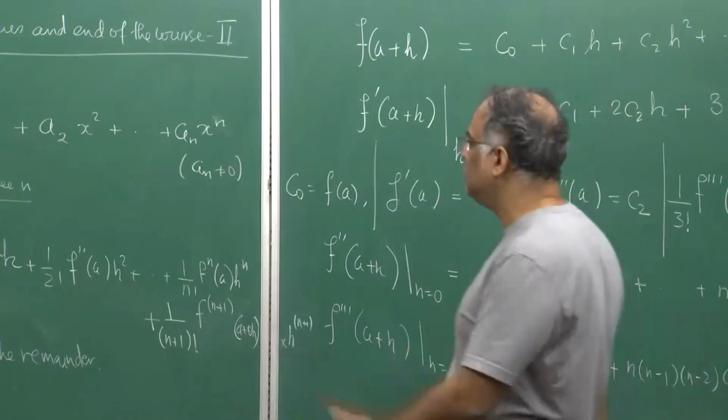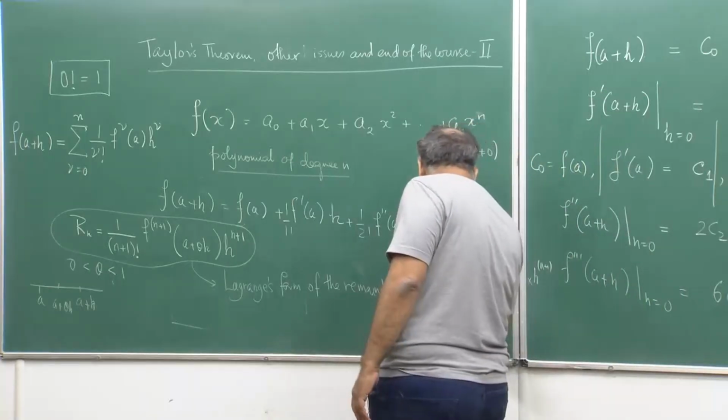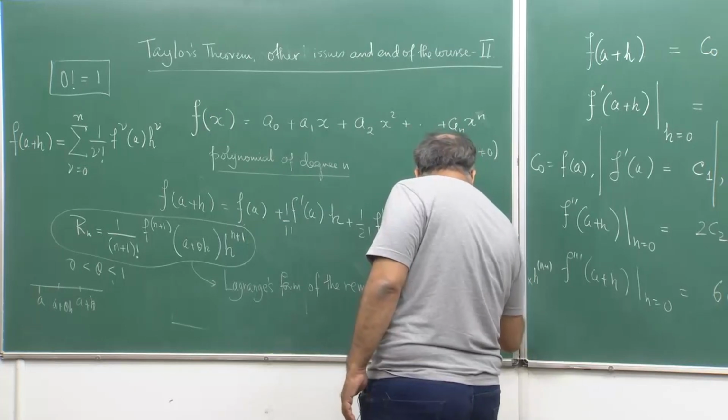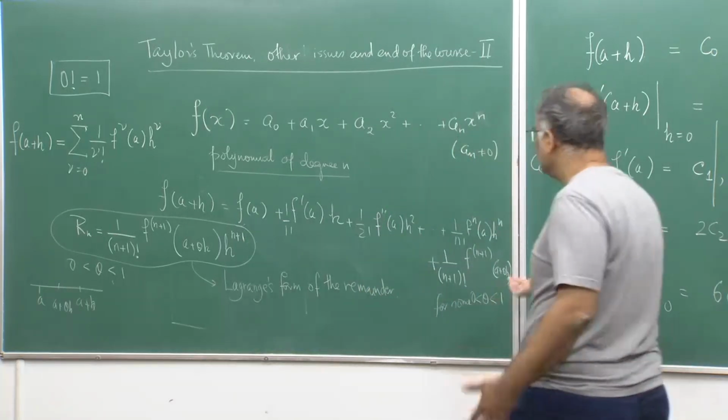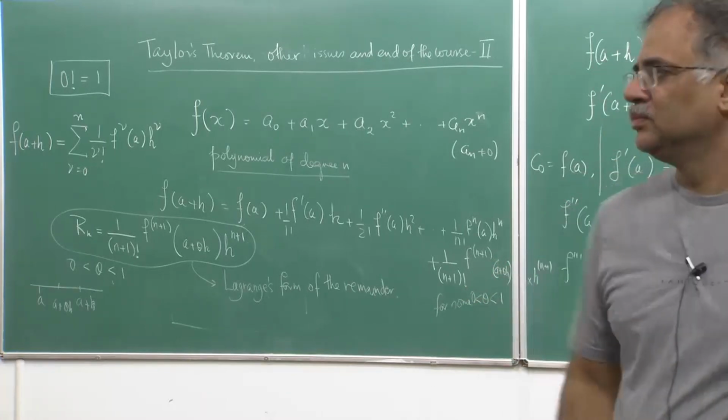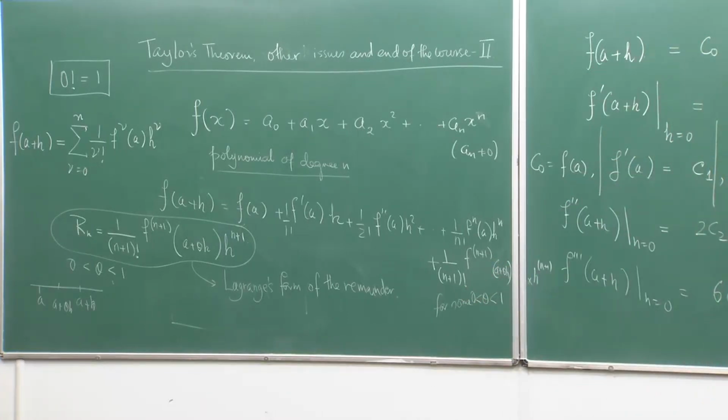So, for some theta, I cannot pinpoint the theta. It depends on the choice of a and h and all those things. So, theta depends on the choice of a, choice of h and all those things. So, this is the key idea.